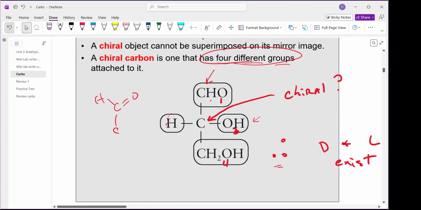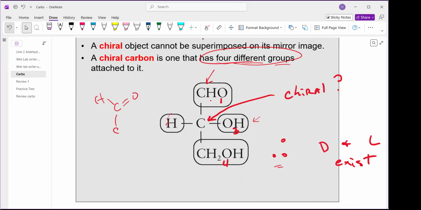Another thing about carbs is they have something called a chiral carbon. The chiral carbon is a combination of attachments to a carbon atom. For example, you have to have 4 different groups to be chiral. If it's chiral, then you have the D and the L form. So if you have a really tiny carb, it just doesn't have a D or L form because it doesn't have a chiral carbon. A chiral carbon has to have 4 different groups.